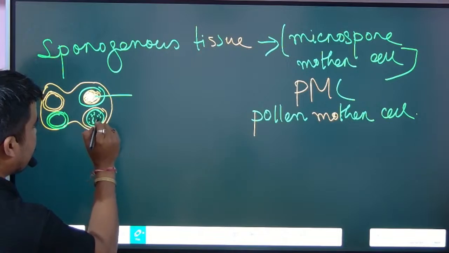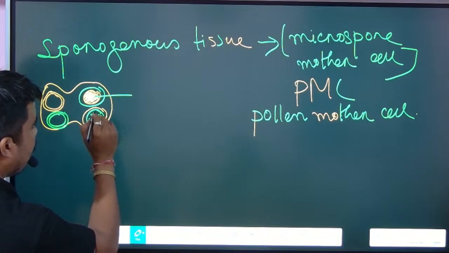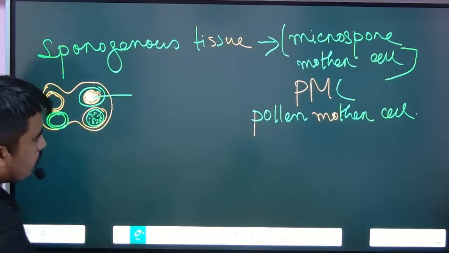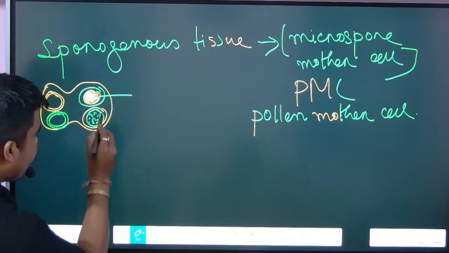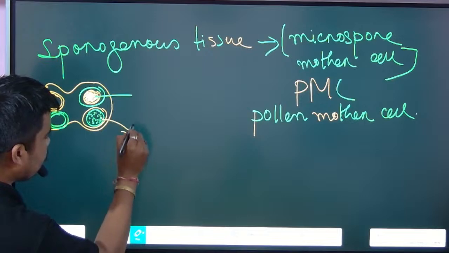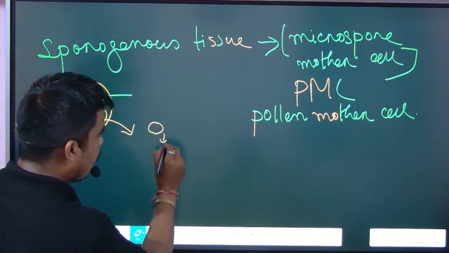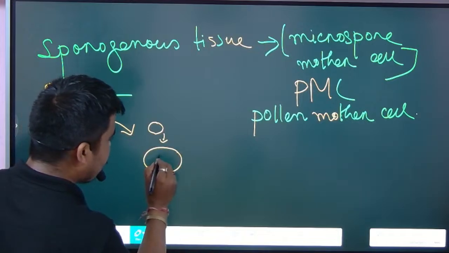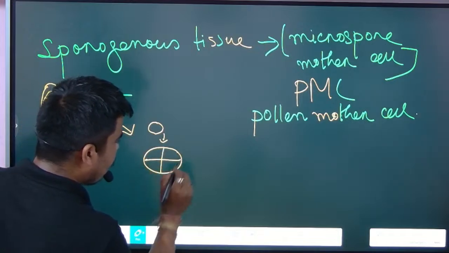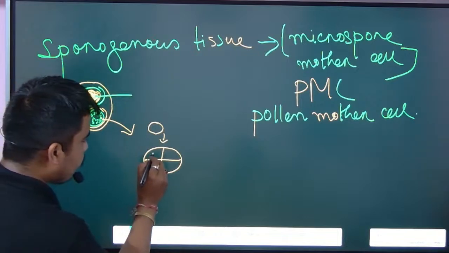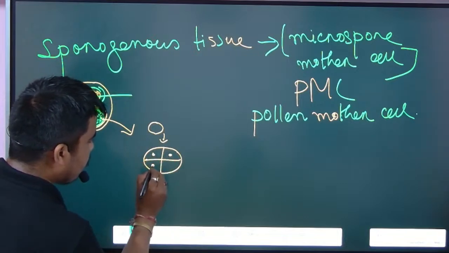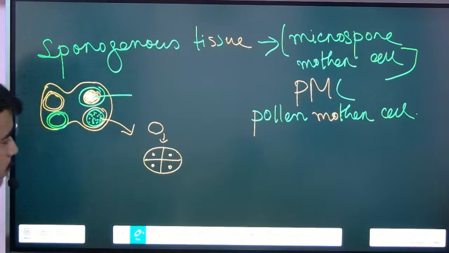Each cell acts like a mother cell. So if you take one cell from this portion, this one cell will form a microspore tetrad. Tetrad means 4 cells, you can say. Okay, it's a nucleus. It is called a microspore tetrad.